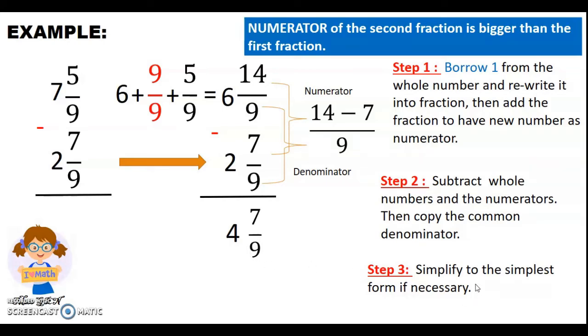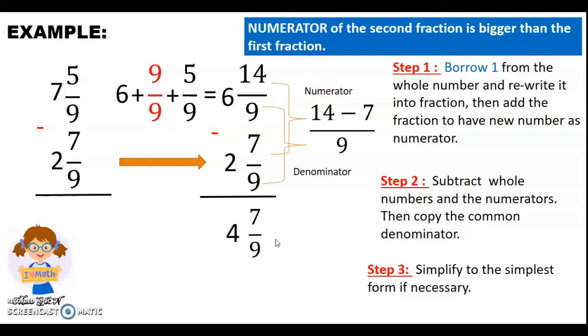Step 3, simplify your answer to the simplest form if necessary. If you watched my previous video on how to simplify fractions, you will see how easy the steps are. Here, 7 over 9 is already in the simplest form. You know why? Because 7 is a prime number. We cannot factor 7 any further. The only factor of 7 is 1. So 7 here is a prime number.